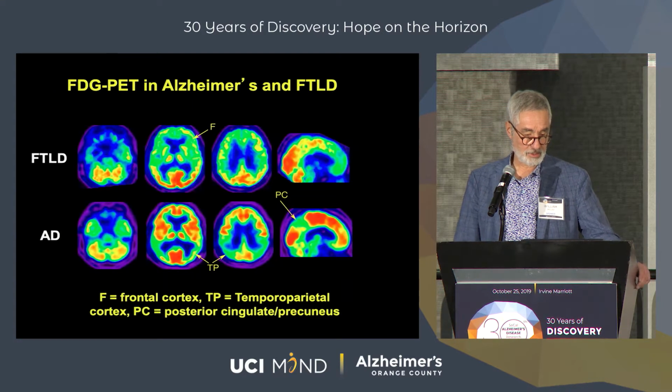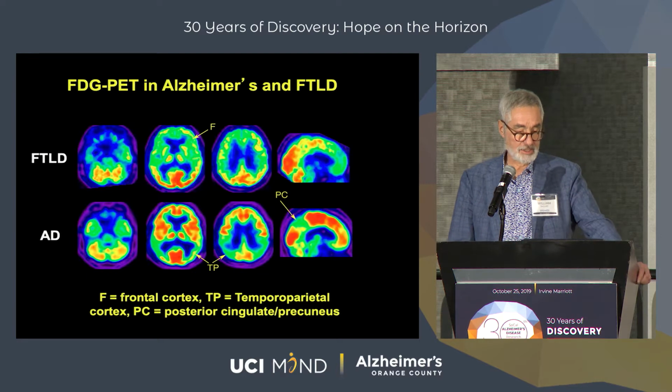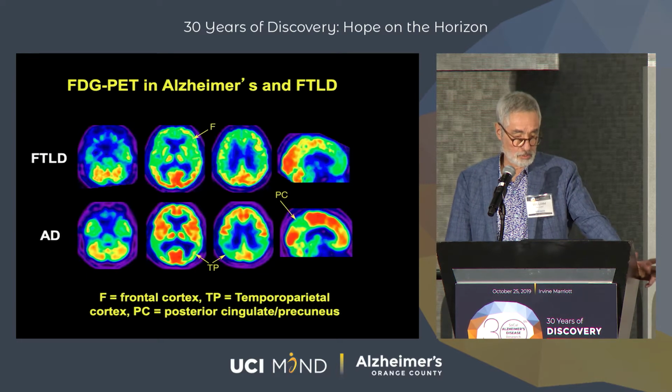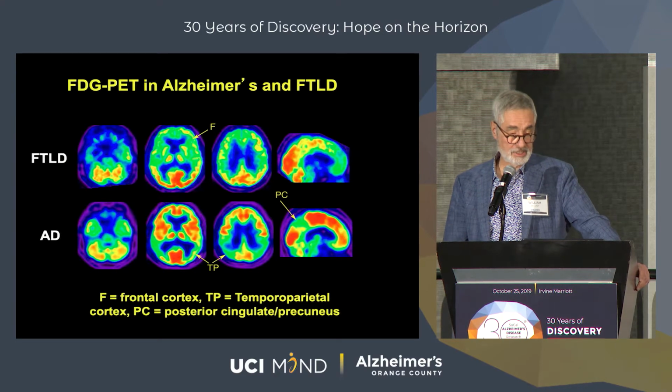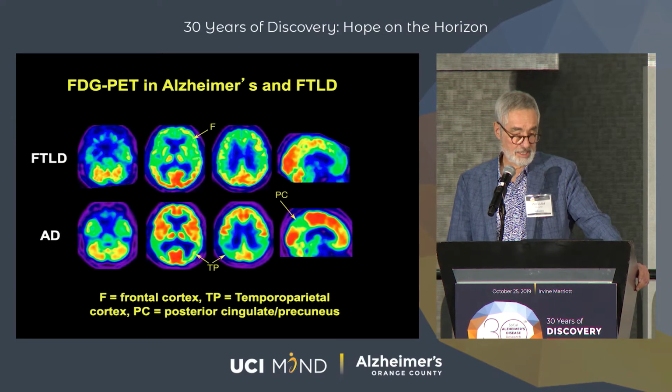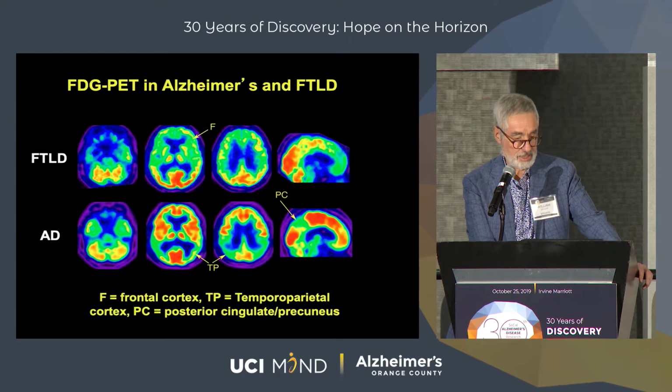This is an example of a glucose PET scan in Alzheimer's disease, the one I just showed you basically, and a patient with frontotemporal dementia, the FTLD on the top. And you can see the frontotemporal dementia subject.